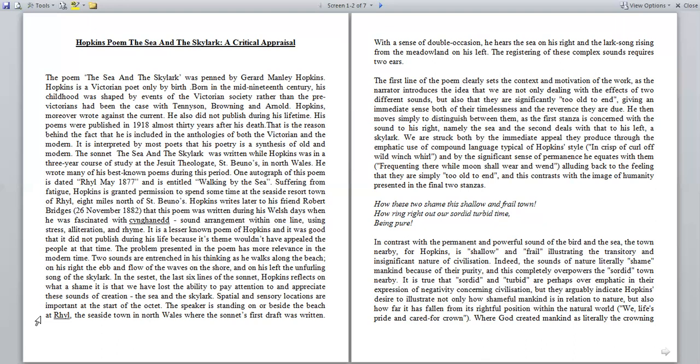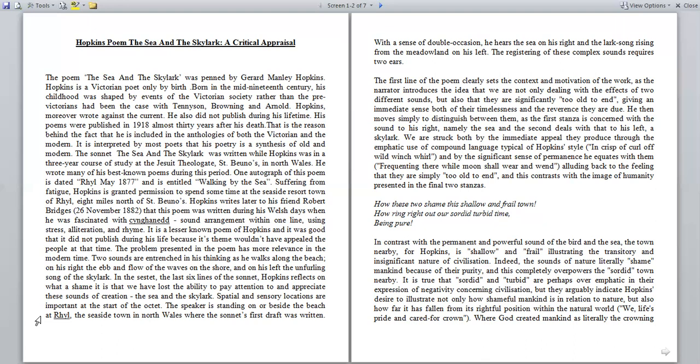Two sounds are entrenched in his thinking as he walks along the beach. On his right, the ebb and flow of the waves on the shore, and on his left, the unfurling song of the skylark. In the sestet, the last 6 lines of the sonnet, Hopkins reflects on what a shame it is that we have lost the ability to pay attention to and appreciate these sounds of creation.